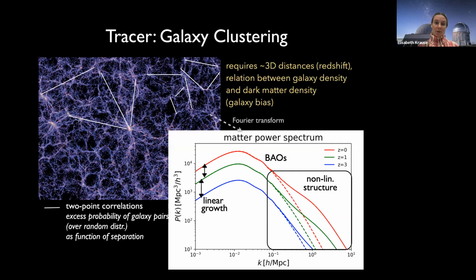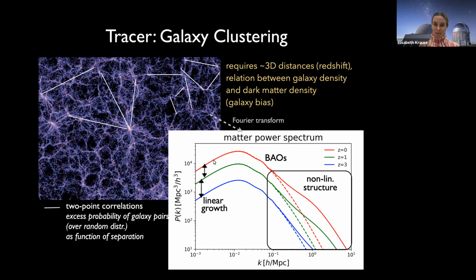the two-point correlation function, that is the excess probability of finding galaxy pairs over a random distribution as a function of separation. So we literally count galaxy pairs as a function of separation. And if we approximately know the redshifts or 3D distances, and if we have a working model for the relation between galaxy density and dark matter density, that is galaxy bias, then this measurement is easily related to the matter power spectrum, shown here at a few different cosmic times, from redshift 3 to 1 to today.